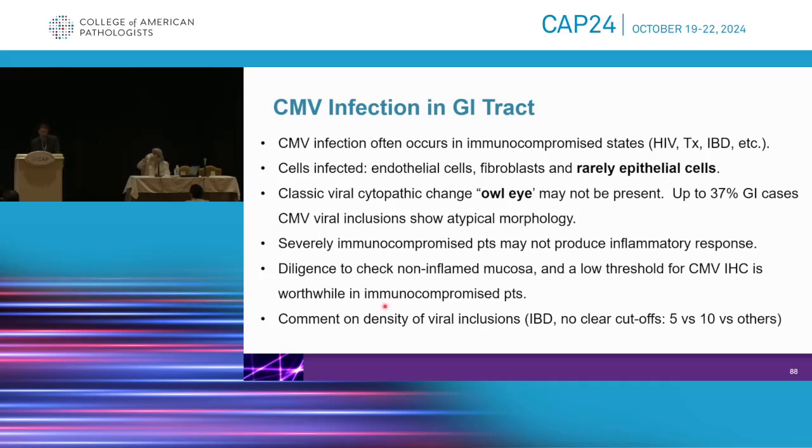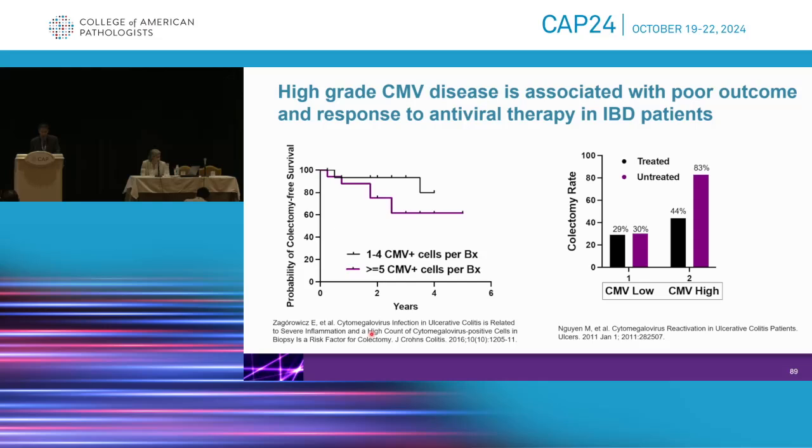And here you can see that we always give a comment. The comment is high density or low density. What does it mean, high density or low density? So far, there's no good cutoff. Somebody uses one biopsy, you see 5 positive CMV cells. Somebody uses 10. But most of the studies use 5. So why does a pathologist pay attention to the density for CMV in IBD patients?